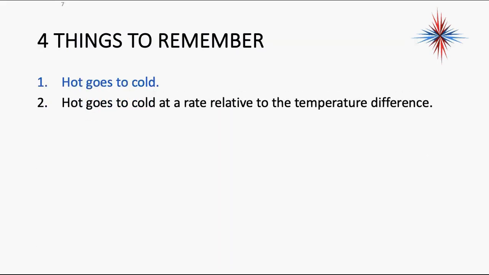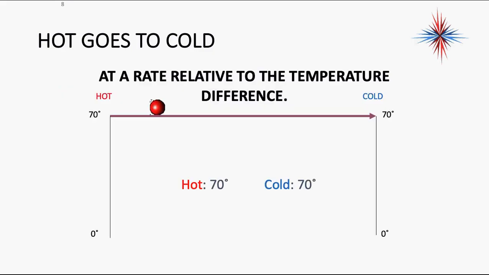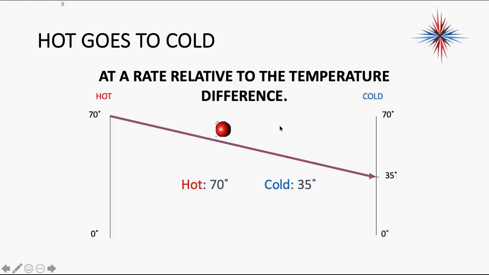Hot goes to cold at a rate relevant to the temperature difference between the two. So if I have an indoor environment that's 70 degrees, and an outdoor environment that's 70 degrees, there's no temperature difference. Okay, so heat is not going to migrate. It's two environments at the same temperature.